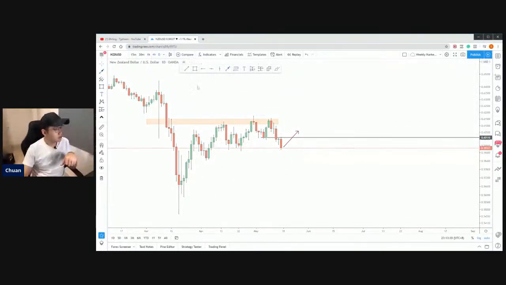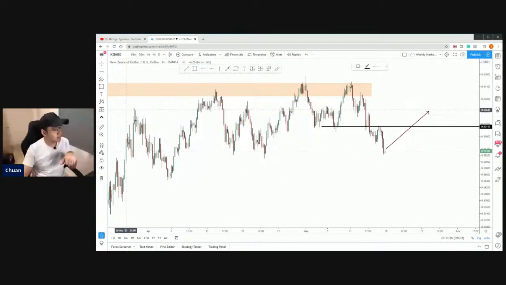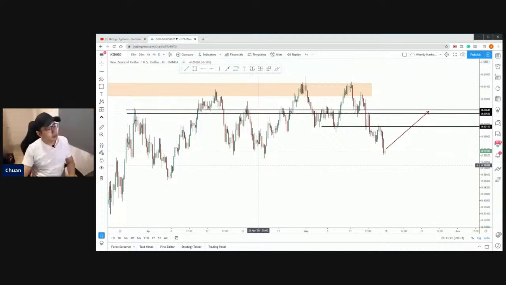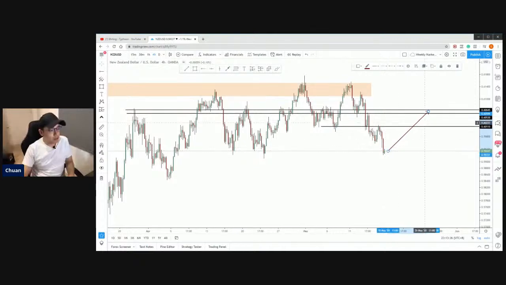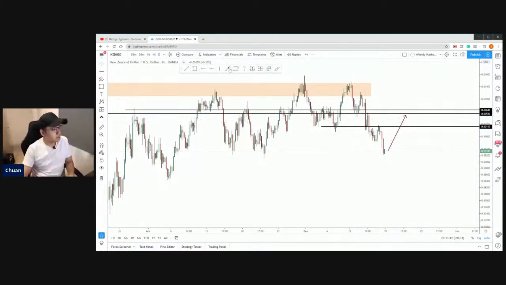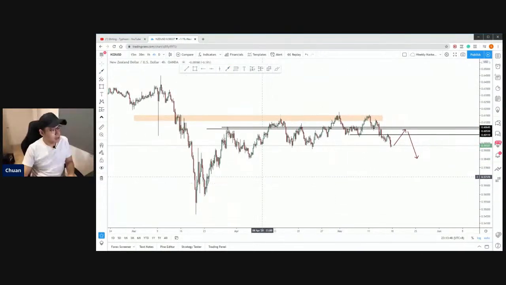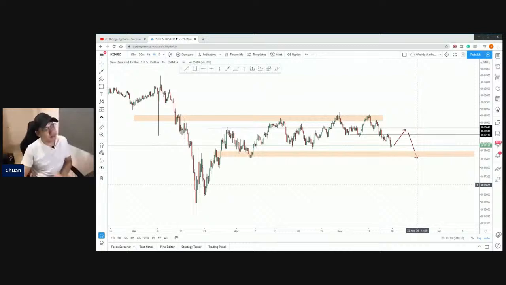Let us go to the H4 for the retracement here, because on this H4 chart we can see another minor SNR at this level. So I'll be looking for the market to do a pullback here, and I'll be looking for another sell entry signal for this New Zealand dollar pair. My target will be here to be safe.